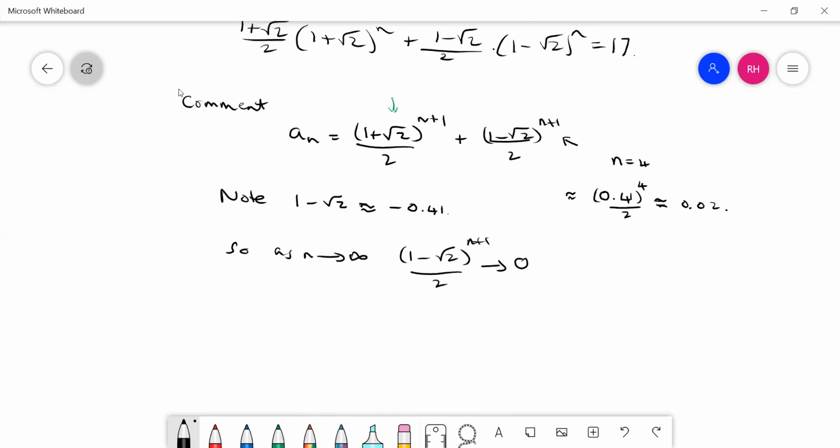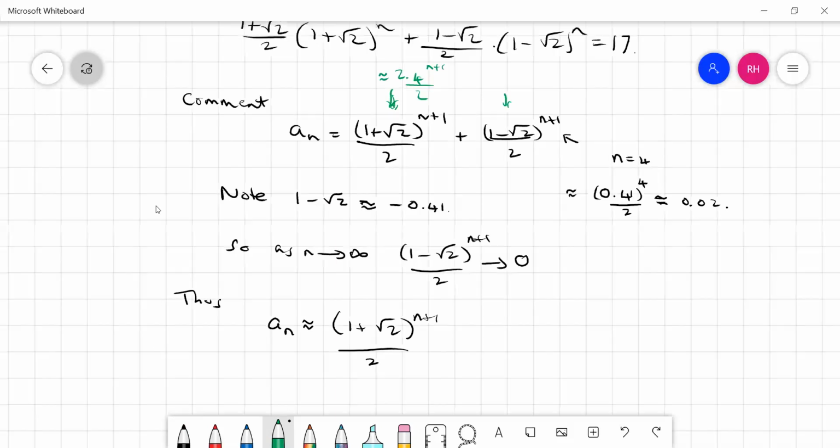So what does that mean? Thus, what I'm saying is A_n is approximately equal to (1 plus root 2) to the n plus 1 on 2. In other words, this term goes off to 0 quite quickly, and this term is really the main term, because this 1 plus root 2 is actually around 2.4. So this is approximately 2.4 to the n plus 1 on 2. So all the action is in the first term.